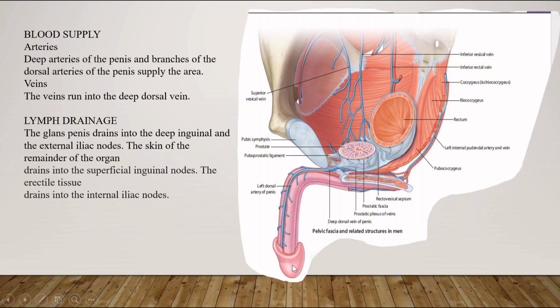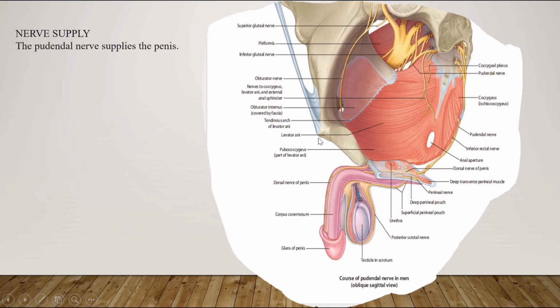So it is actually the glans penis, this one, which will drain into the deep inguinal and external iliac nodes. Then the rest, the skin of the remaining organ, will drain into the superficial inguinal nodes. Then the erectile tissue, this one, will drain into the internal iliac nodes. Done. Then nerve supply is from the branch of the sacral plexus, from S2, S3, S4. Call it the pudendal nerve. This one. Pudendal nerve. It will supply the penis.